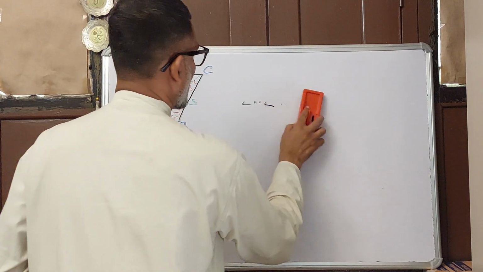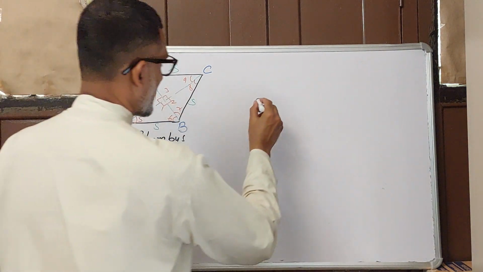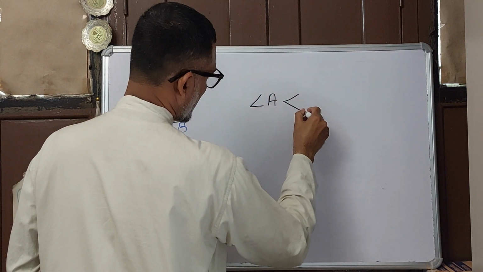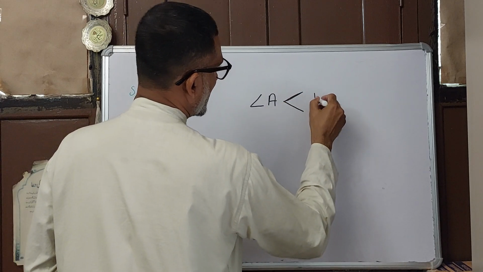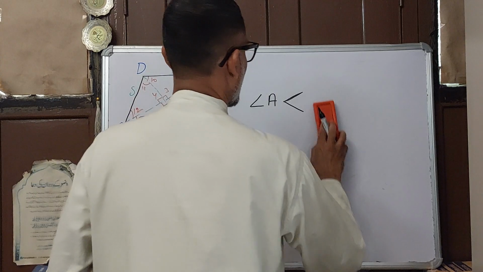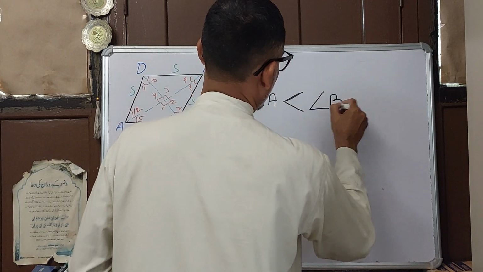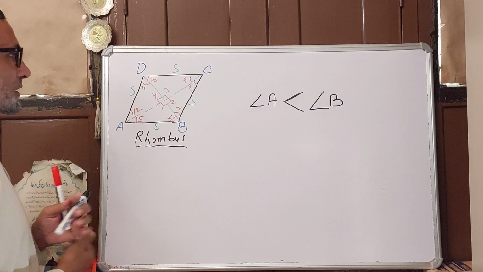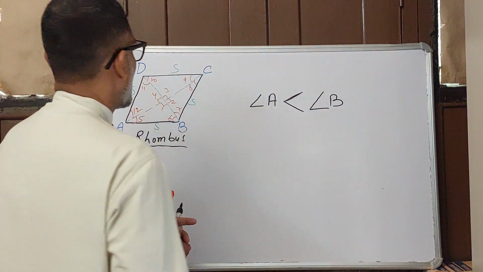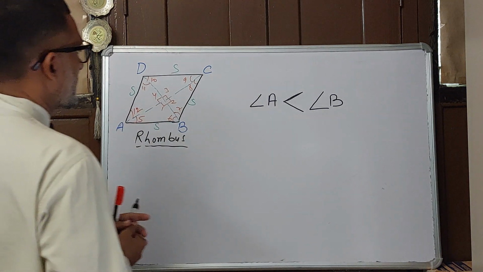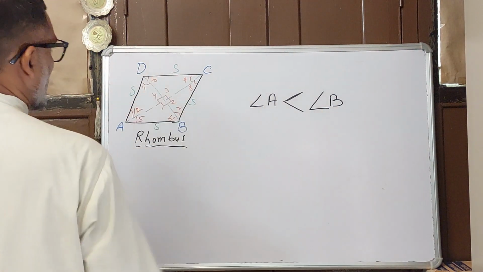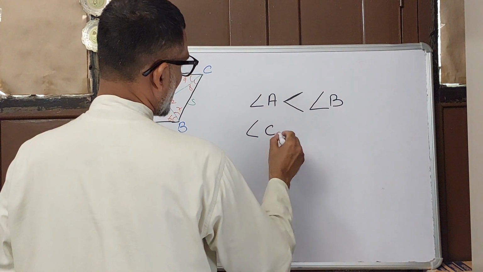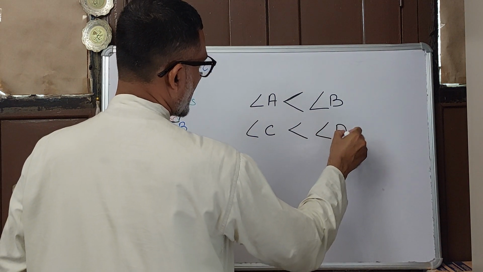Sorry, we have to write this clearly. Angle A is less than angle B. What we notice is that angle A is less than angle B, and in the same manner, angle C is less than angle D.